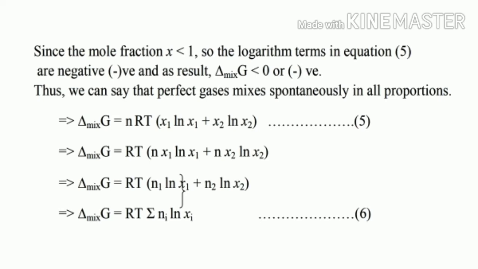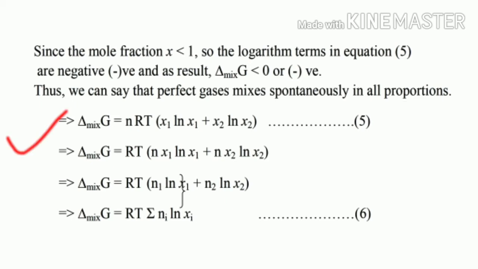Since the mole fraction X is less than 1, the logarithm terms in equation 5 are negative, and as a result delta G mix is less than 0, or negative. Thus we can say that perfect gases mix spontaneously in all proportions. This is because, from the thermodynamic point of view, we know that if a process is spontaneous, then the Gibbs free energy change of that system is always less than 0.